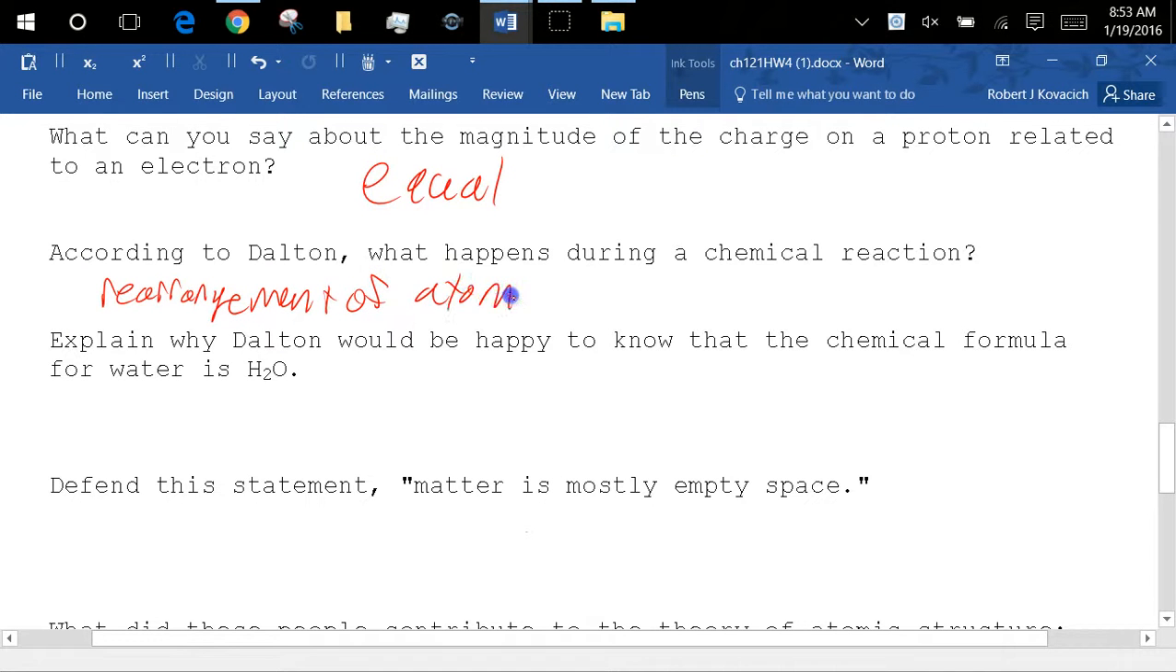Nothing else. The atoms simply rearrange themselves. They can't turn into different atoms. Nothing can happen to the atoms. They just let go or combine or just simply rearrange how they're connected to each other. But the atoms themselves are perfectly as themselves.